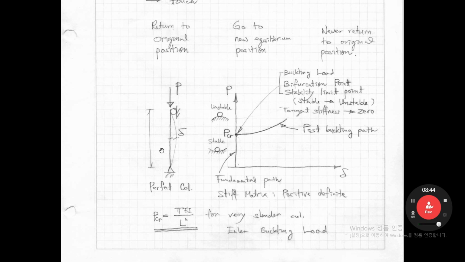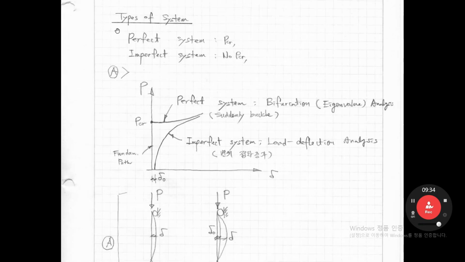Okay, so for this column, if we get the result, PCR equals pi squared EI over L squared. You already learned this from the undergraduate study. We will also learn in this course how to derive this. If the column is very slender, and there is no yielding in any part at a section, then PCR equals pi squared EI over L squared. That is this point. It is called the Euler buckling load.